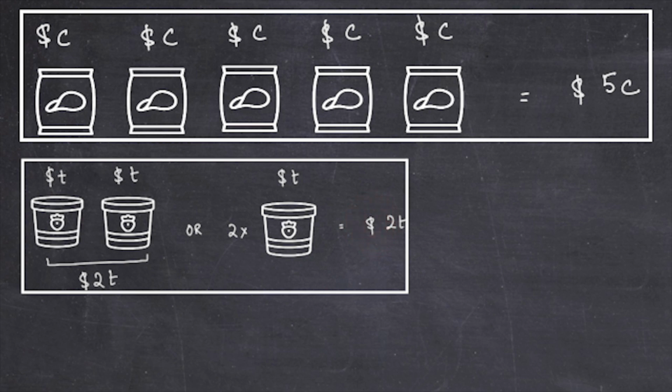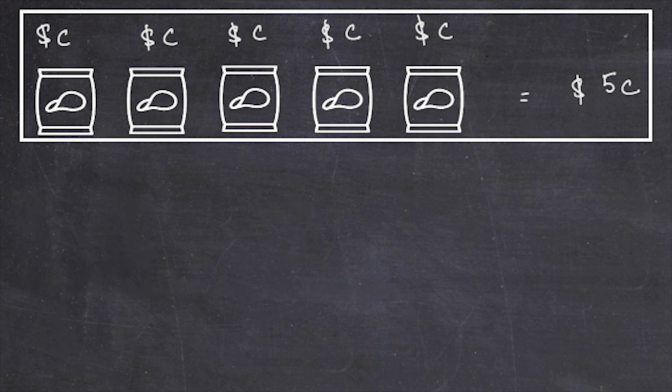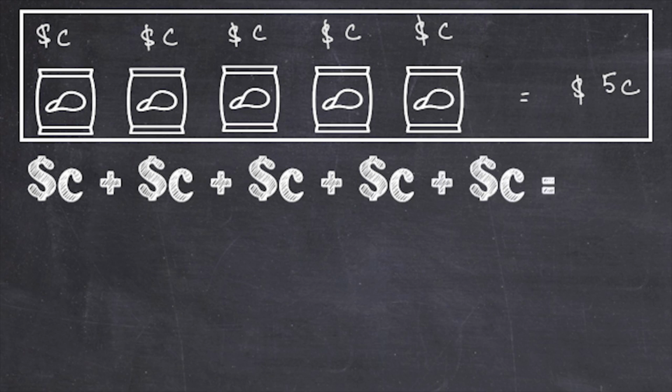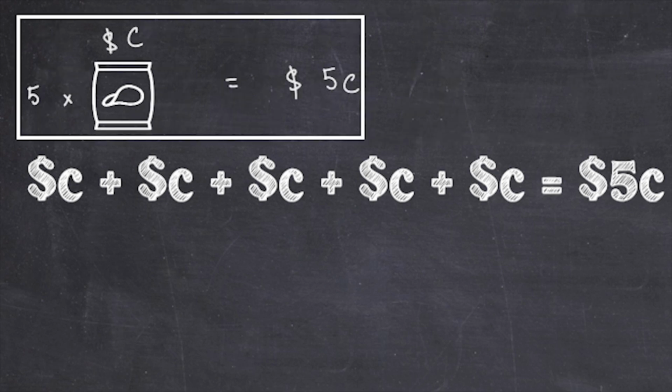Let's break up this problem into steps. First of all, we know that a bag of chips is worth the amount represented C dollars. He buys 5 bags. Therefore, the total amount he would spend on chips is C dollars plus C dollars plus C dollars plus C dollars plus C dollars equals 5C dollars. Another way of looking at this could be 5 times C dollars equals 5C dollars.